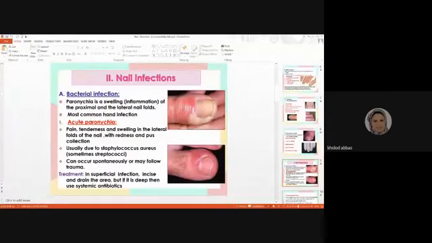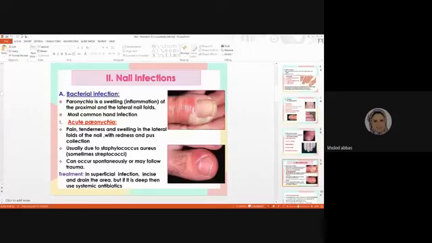Now we start section 2, which is nail infection. A common nail infection, for example, is bacterial infection. Here the condition we call paronychia. Paronychia is a swelling or inflammation of the proximal and lateral nail folds. Usually it's the most common hand infection, usually divided into acute and chronic.